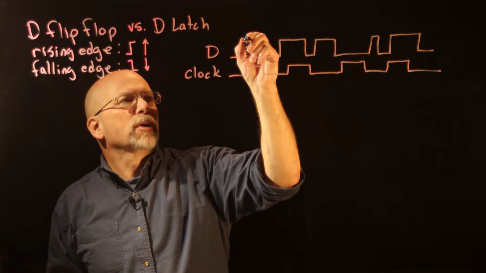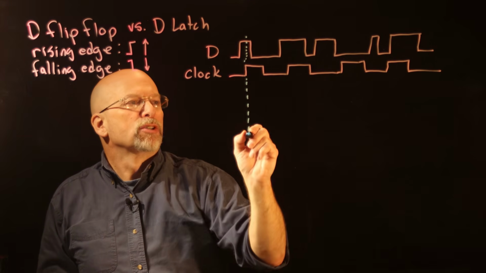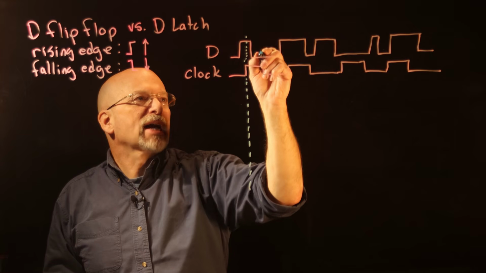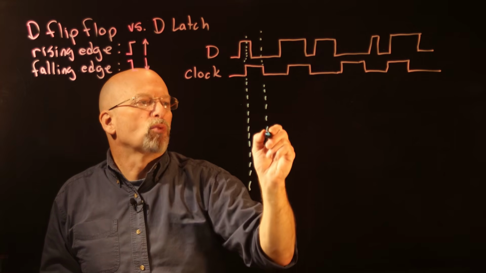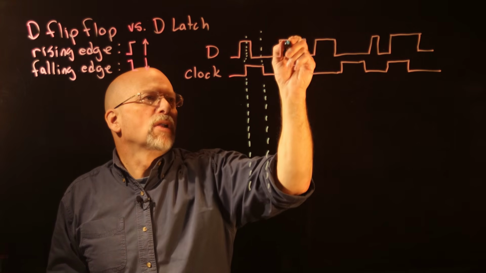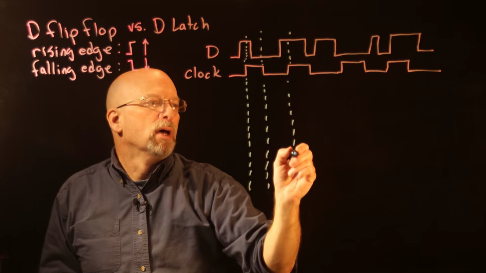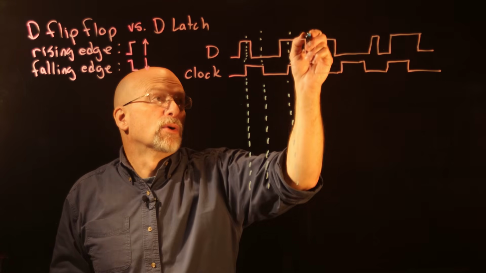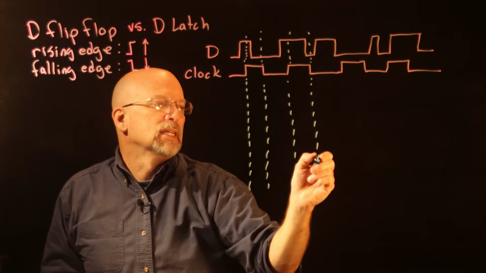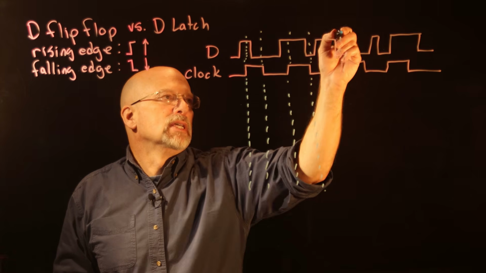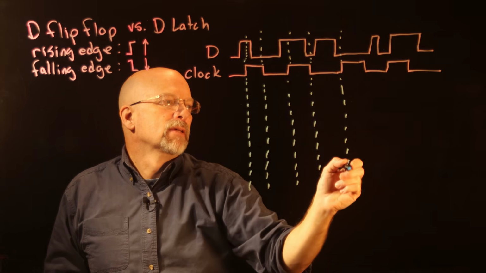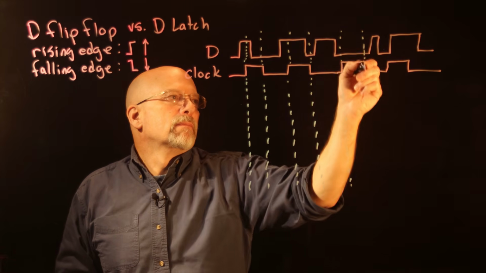So what I'm going to do is put a dotted line to represent exactly the moments we are getting these rising edges or falling edges on the clock going into the D latch or the D flip-flop. All right?